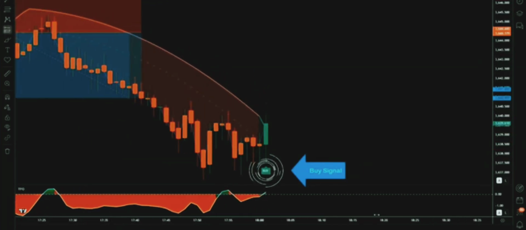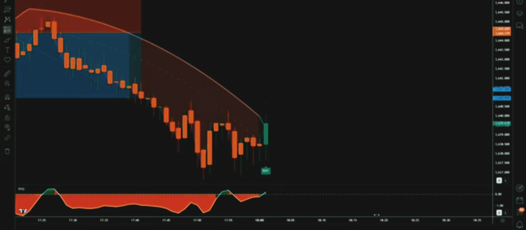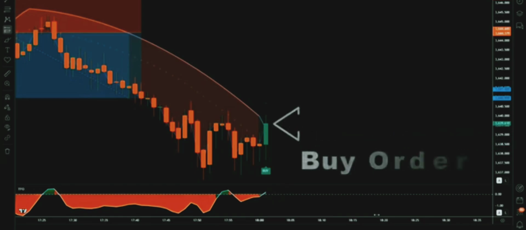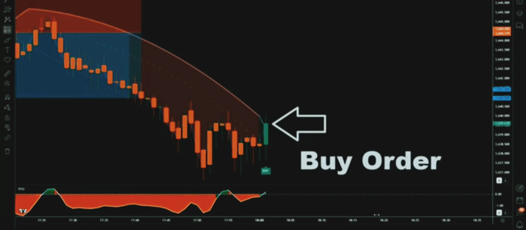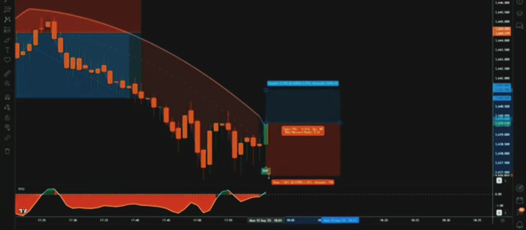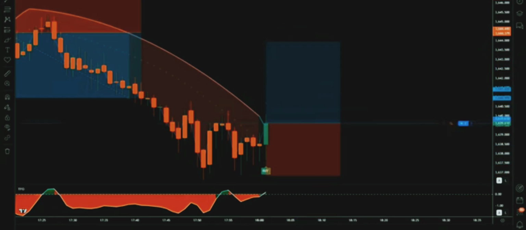Here the curved radius supertrend indicator gives us a buy signal. Here the Trendflex Oscillator Indicator is in the green color area. Here the market has made a bullish candle to give confirmation. So all our conditions are being fulfilled, so we are placing an order to buy. Our stop loss is the previous low of the market. And the risk to reward ratio will be 1:1.5.